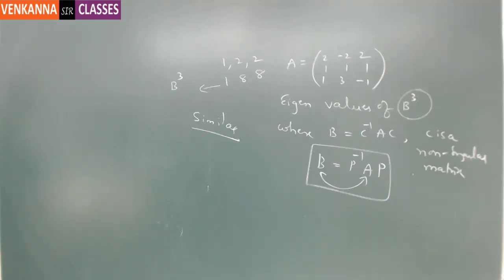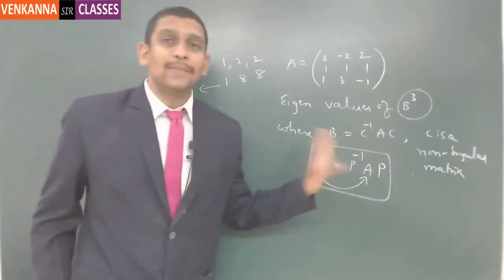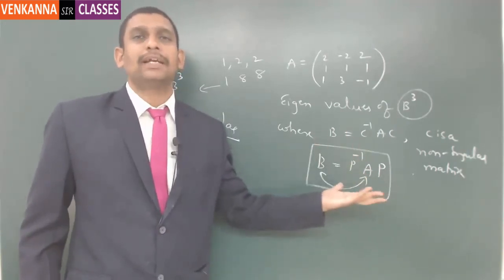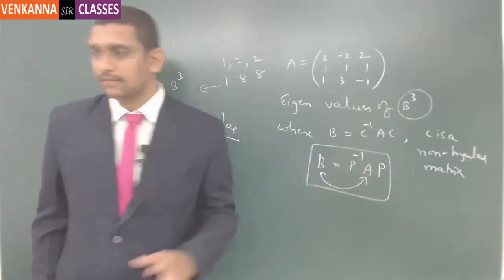So if you have noted, I will take the other one. B may be a diagonal matrix, may not be. That doesn't matter. If B is a diagonal matrix, we can say that A is diagonalizable. So we are not discussing diagonalizability. You are talking about the similarity. These two are similar matrices, so they will have the same characteristic equation and characteristic values. That's all.